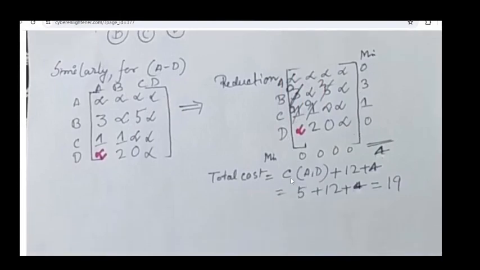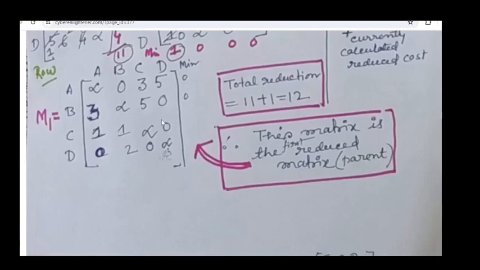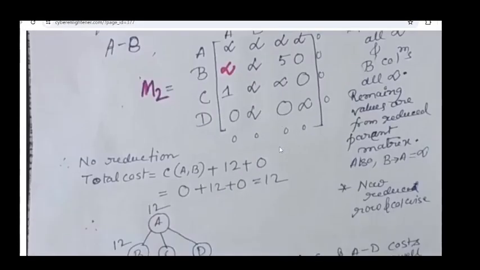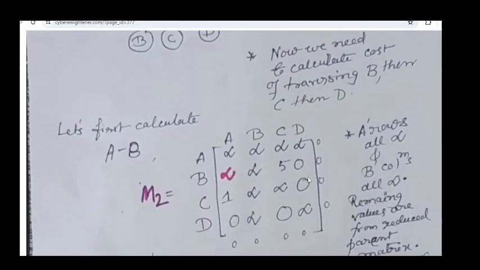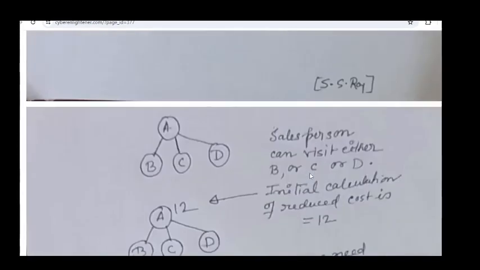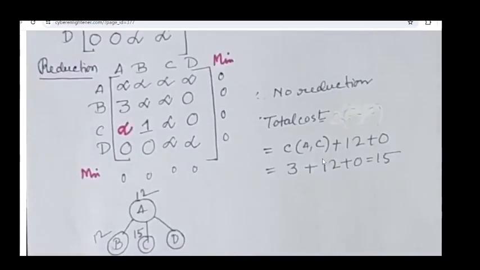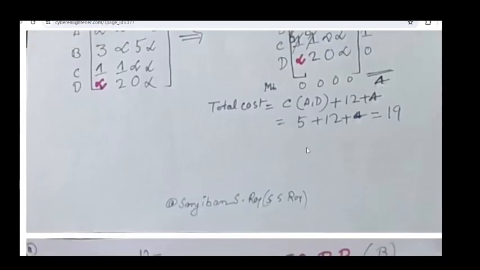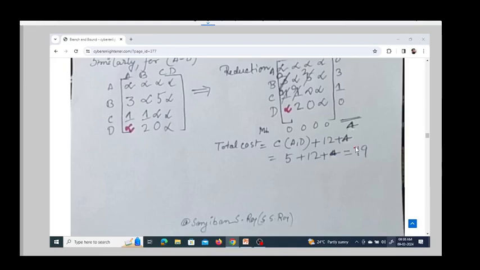Parent matrix entry of C to D, which is how much? C to D entry is 0. So that means, sorry, A to D, not C to D. A to D entry is 5. So 5 plus 12 plus 4, 16. I did some mistake. Yeah, that is 21, but it doesn't change. Okay, 21. This is 21.